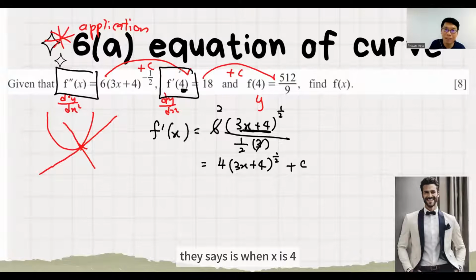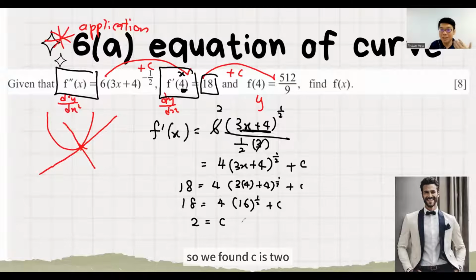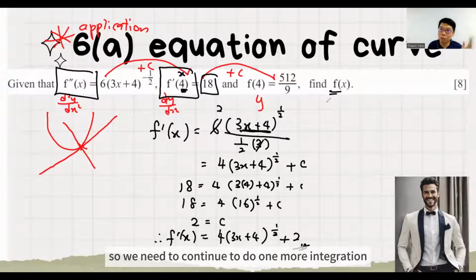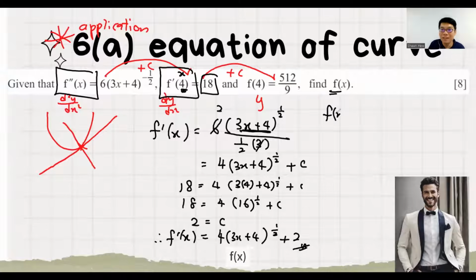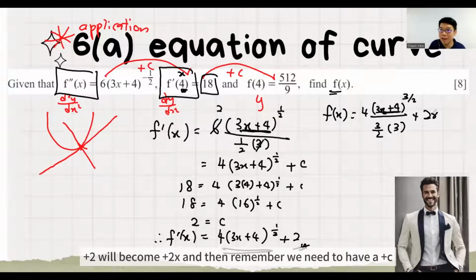It says when x is 4, f prime x is 18. So we substitute in 18 when my x is 4. So we found c is 2. So we can confirm. We need to continue to do one more integration. For f(x), again, power plus 1 divided by the new power, and differentiate the bracket and divide. Plus 2 will become plus 2x. And then remember, we need to have a plus c.